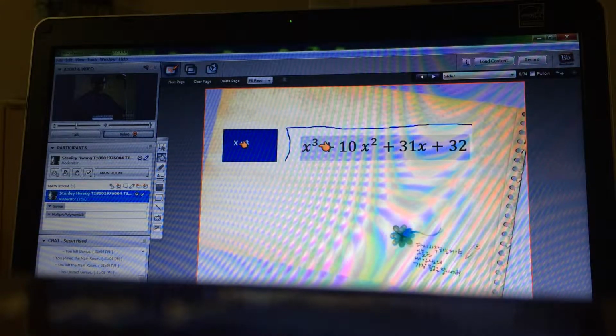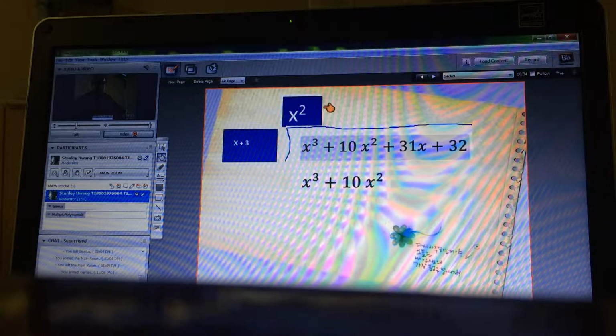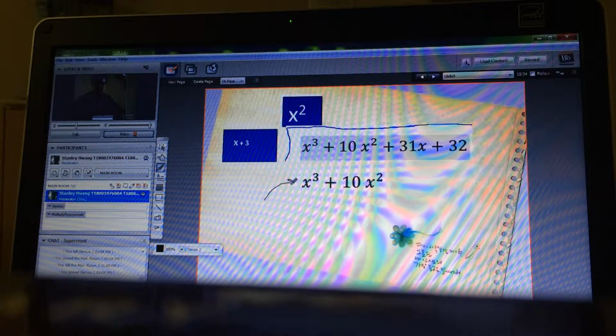So we compare x and x to the third. x times what is going to give you x to the third? x times x squared is going to give you x to the third. If you can't remember how to multiply polynomials, you can go into this room, and let me go one more slide over first. When you multiply x cubed times the quantity x plus 3, you get this. So remember, we have this part here, which is x squared times the quantity x plus 3.